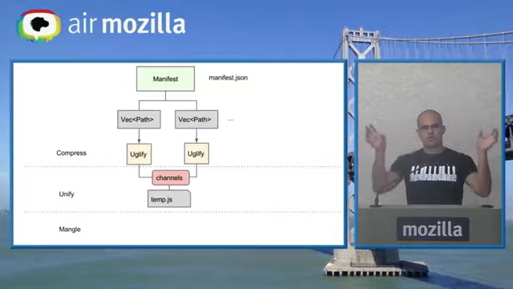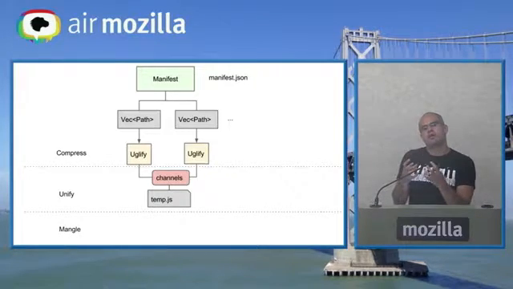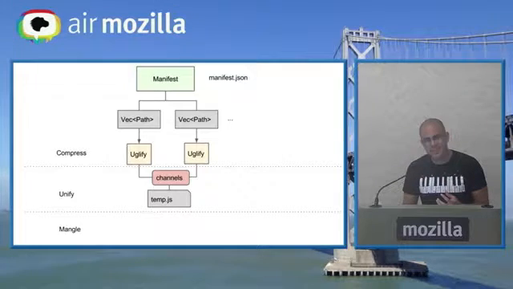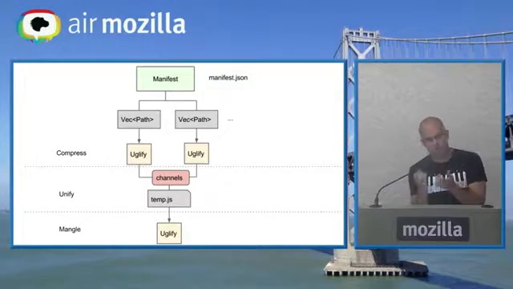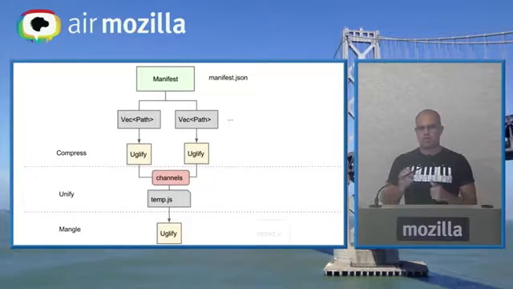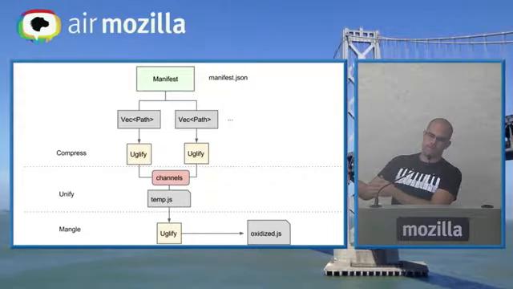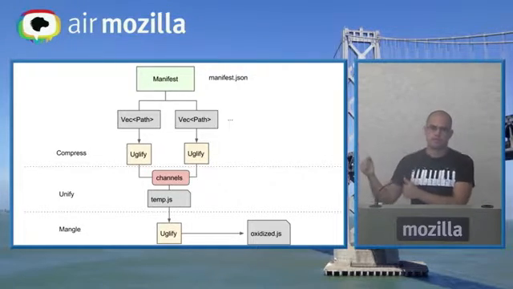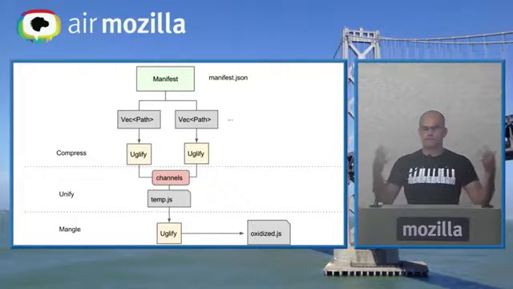So after we Uglify it, we use the channels, we unify it in these temporary JavaScript files, and after we unify it, we run Uglify again with the mangle option. Finally, this Uglify.js will yield the result of oxidized.js, which is the final product.